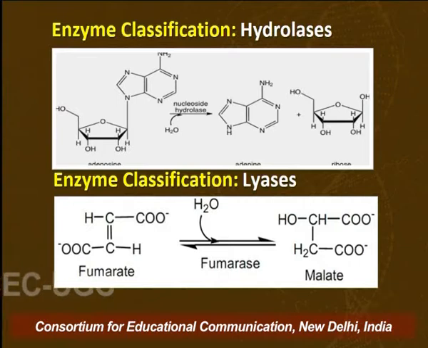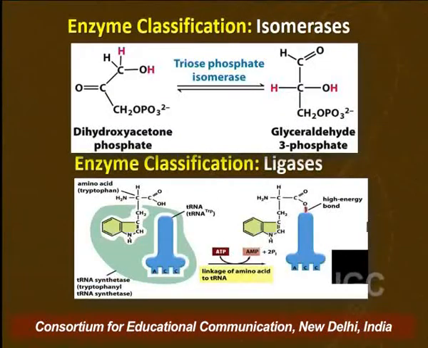So this is a lyase kind of example where the enzyme is called fumarase. Now the next enzyme classification is called the isomerases. The example shown here is from the glycolysis pathway.